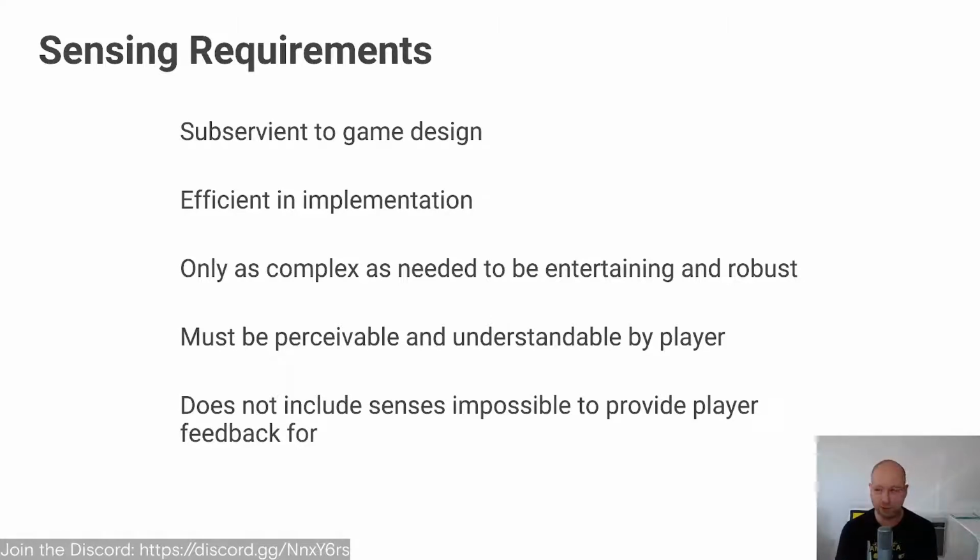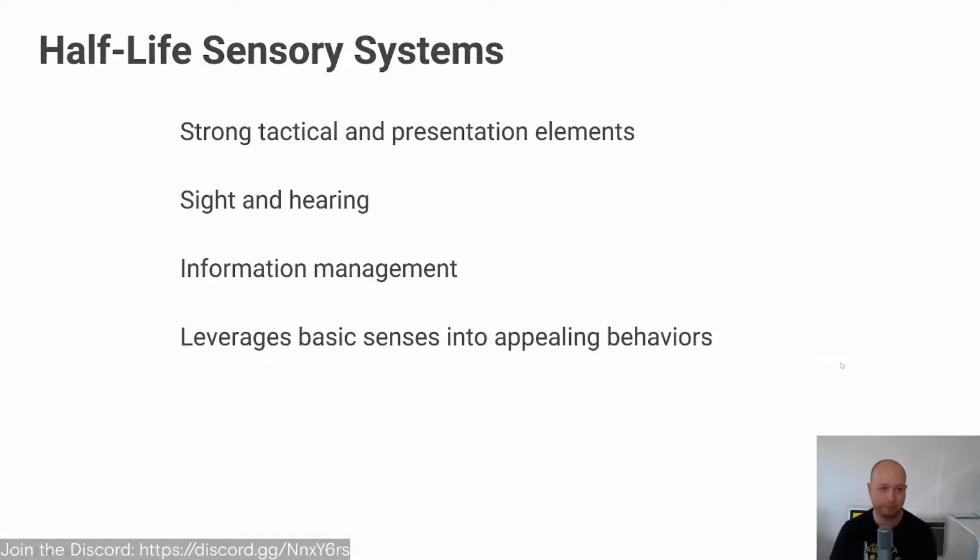Sensing is literally looking at the data in memory. Sensing has to be efficient because it can't take up too much processing power, because you want to maintain that for the actual game. It needs to be only as complex as it needs to be to result in the results that we need. And it needs to be perceivable and understandable by the player, but also by the designers. And it does not include senses impossible to provide player feedback for. Why are you sensing something that doesn't ever get used?